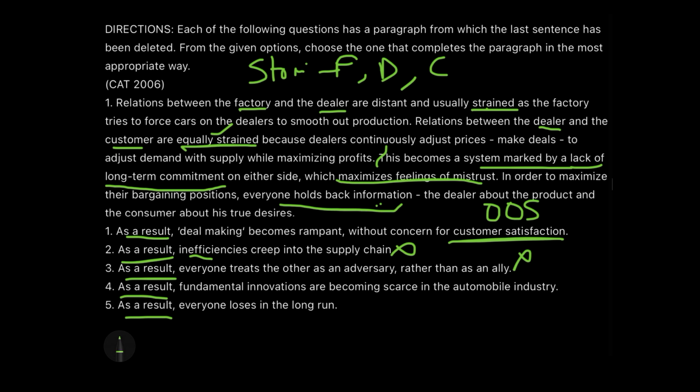Now moving to the fourth one, fundamental innovations are becoming scarce in the automobile industry, where we are not dealing with innovations anymore in this paragraph. We are dealing with the relations and the effect of having strained relations. So that also goes away. Now I'm left with only one correct answer and I'll validate that. Everyone loses in the long run. Will it be called a perfect effect? The effect of the cause, the strained relations, is actually leading to an effect, which is everyone losing in the long run. Perfect, isn't it? So using the techniques which we learned above, we actually found out the answer very easily.